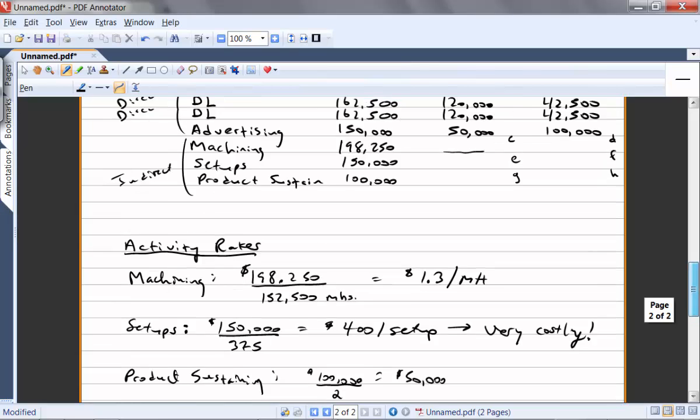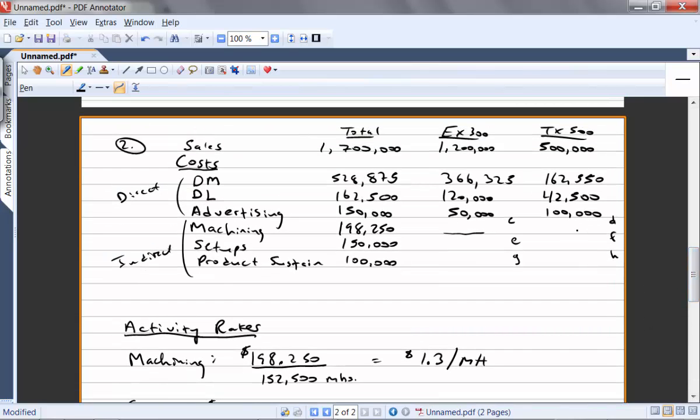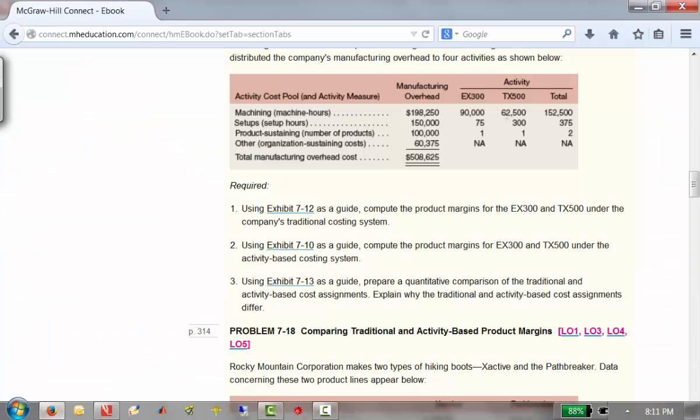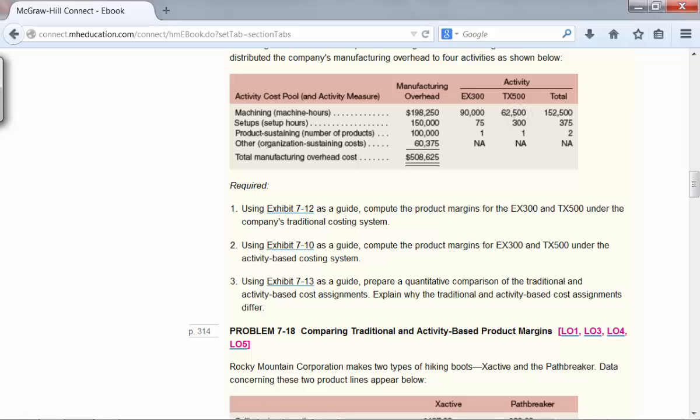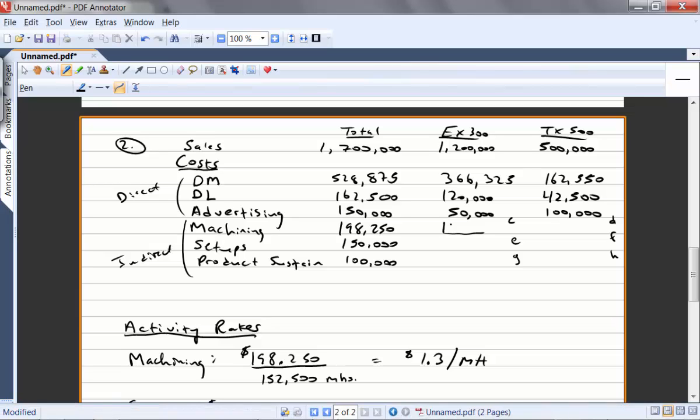And yeah, now we can go ahead. So little c would just be the activity rate times 90,000 machine hours for the E product. Little d would be the activity rate times how many hours were used for the T product? Let's see, machine hours, 62,500 you see right here. So you can fill in here. So this is 117,000, and this is 81,250.